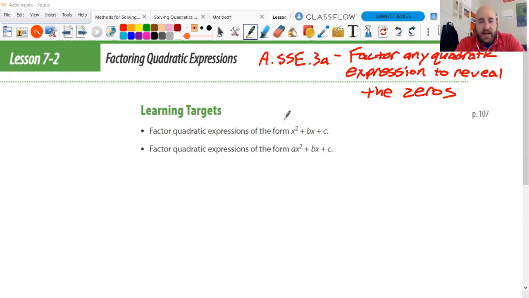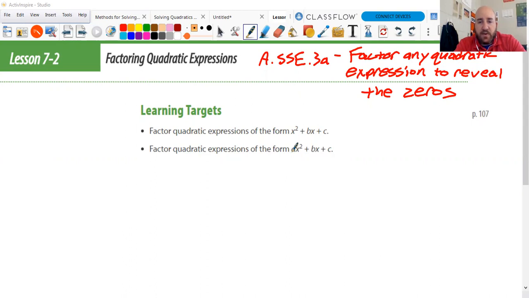The two things we're going to try to master are factoring quadratics of the form x squared plus bx plus c. Our standard form of a quadratic is the second one, ax squared plus bx plus c. But our first learning target is when I do not have a coefficient in front of x squared. It's just x squared plus 6x plus 8, for example. Second one is when I do have a coefficient out there. We got to do it two different ways.